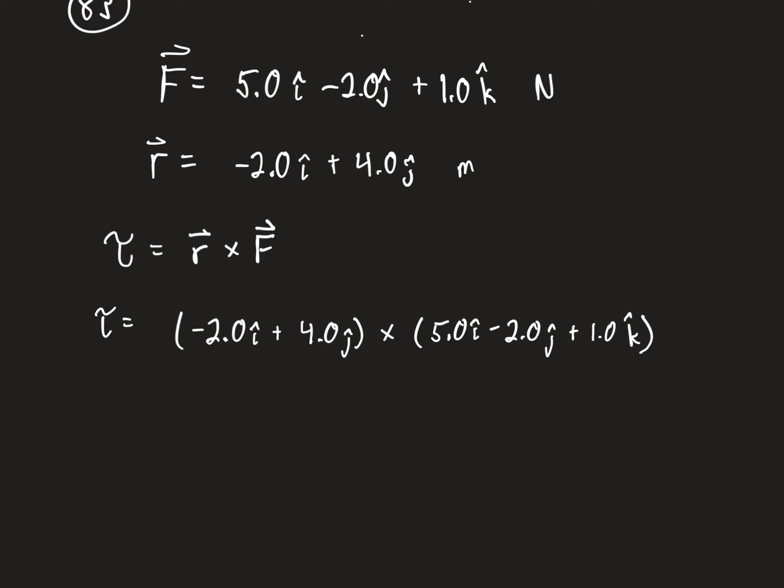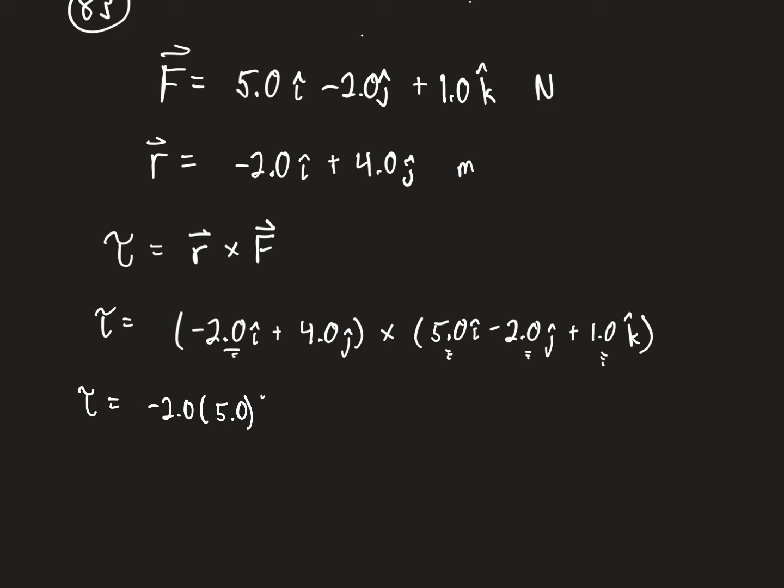Okay, so where do I go from here? I start distributing in the numbers, and I leave the cross products of the letters to figure out at a later time. So I'm going to take this negative 2.0 I hat, and distribute it into each part of the second part of this multiplication. So this is algebra. I have negative 2.0, and I need to multiply that by 5.0.